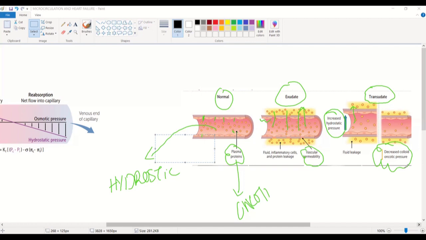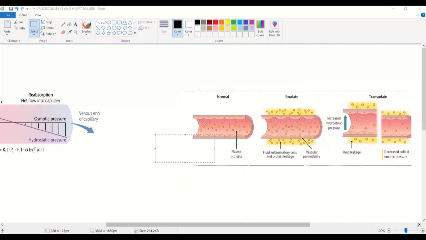Yes. Okay, I have a question. Are you saying that for exudate, basically, there's damage to the membrane? No, I'm saying the permeability will increase. The space between the endothelial cells will increase.